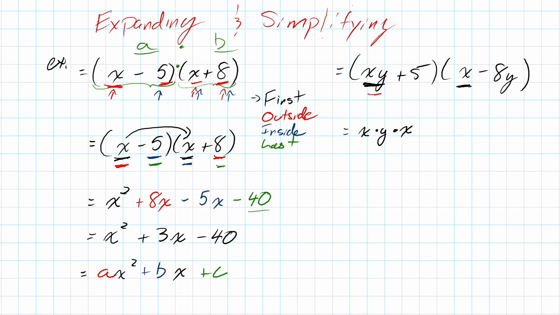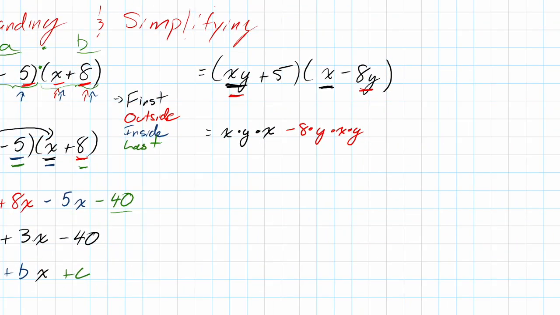We'll do the outside terms. Same idea again, x, y times -8x. So you can think of this like -8 times our y times our x times our y, okay? So we're thinking of multiplication when we go through it. We'll move over just a little.